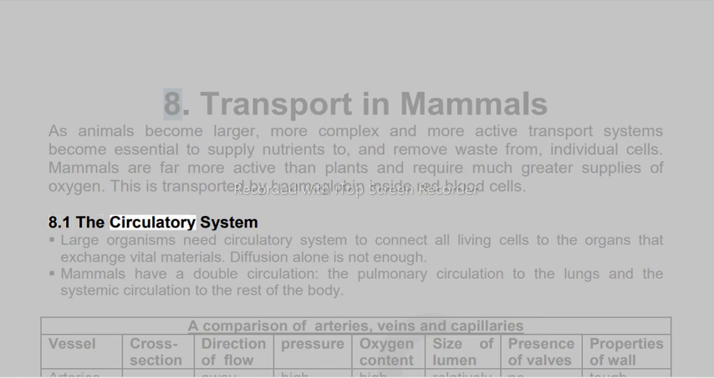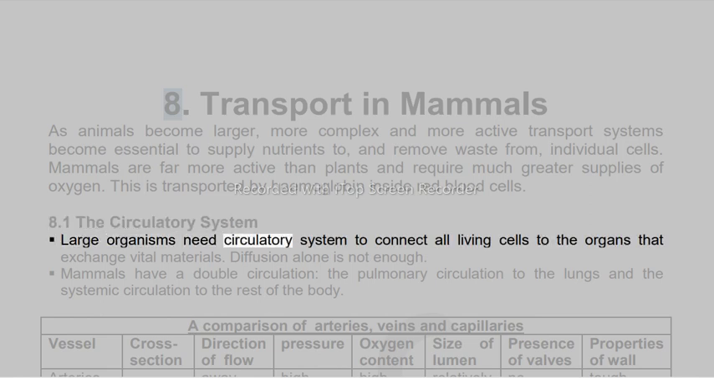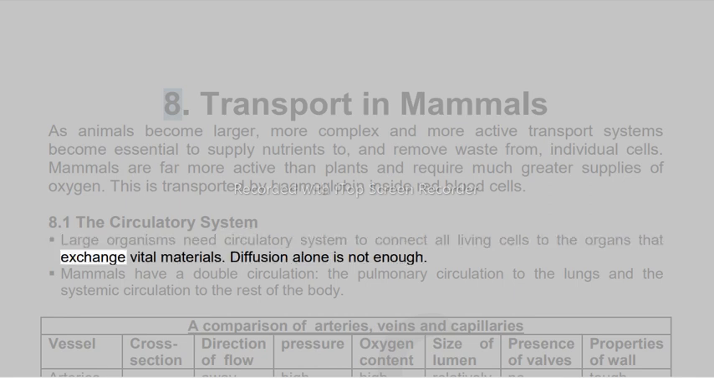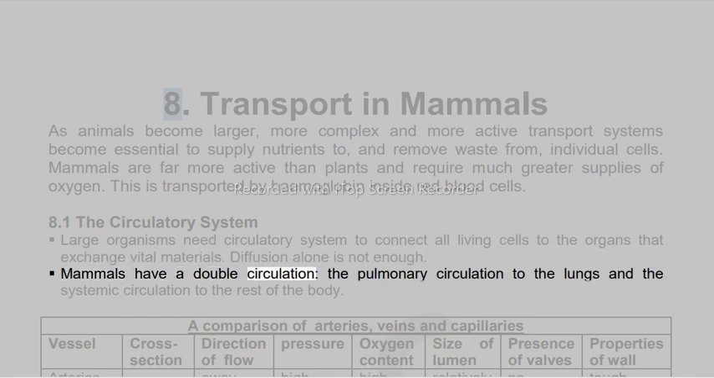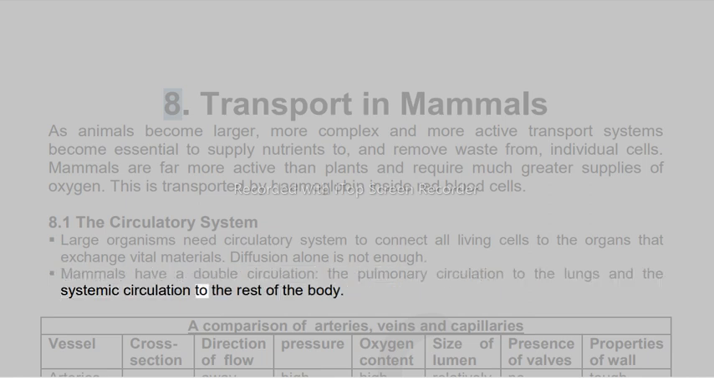8.1 The circulatory system. Large organisms need a circulatory system to connect all living cells to the organs that exchange vital materials. Diffusion alone is not enough. Mammals have a double circulation, the pulmonary circulation to the lungs and the systemic circulation to the rest of the body.